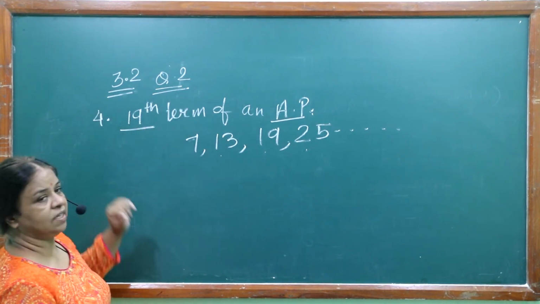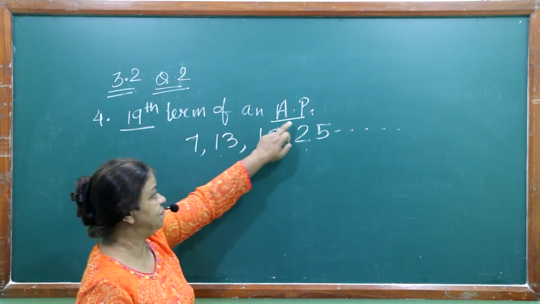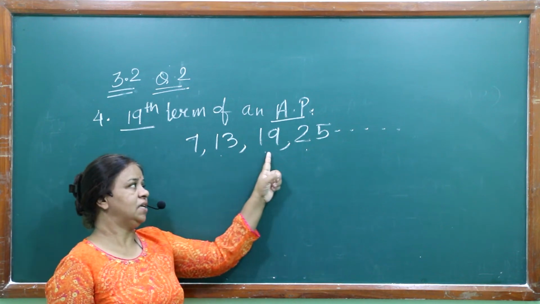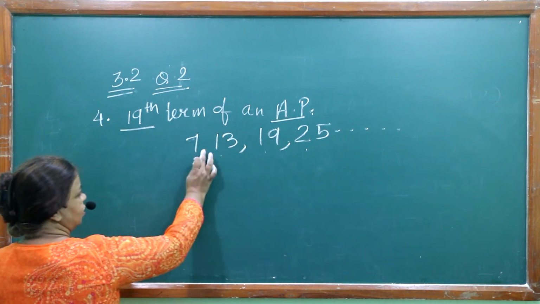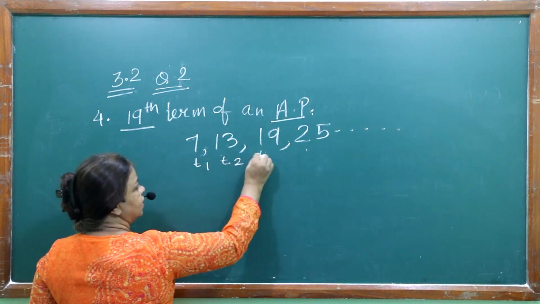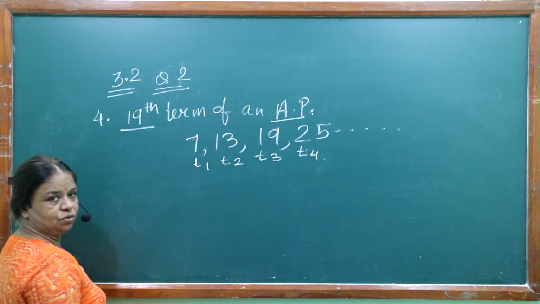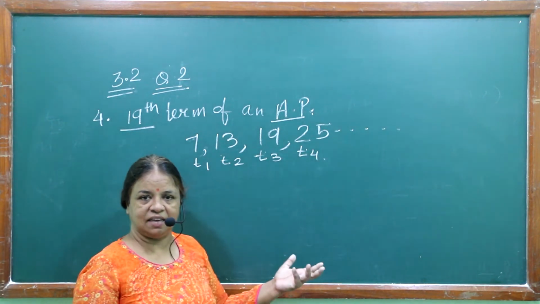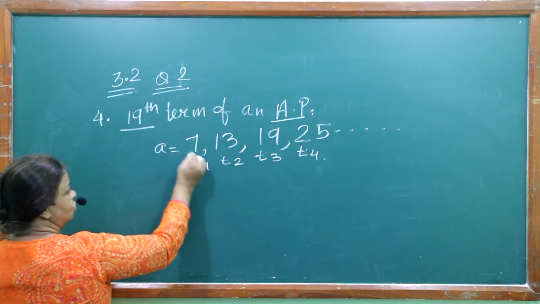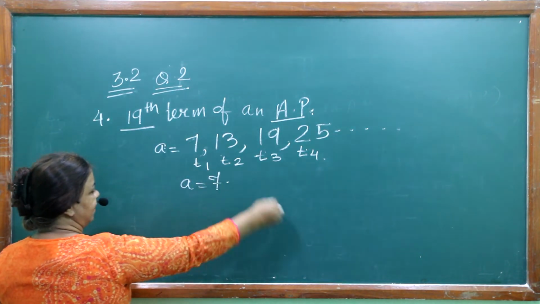Question number 2, fourth sum. Find the 19th term of an AP, and the AP is given 7, 13, 19, 25. Children, this is T1, T2, T3 as you all know, and T4. Now it's easy for you to identify which term is the first, second, third and fourth, and the first term is nothing but A. So T1 is nothing but A. So here we have A is equal to 7.